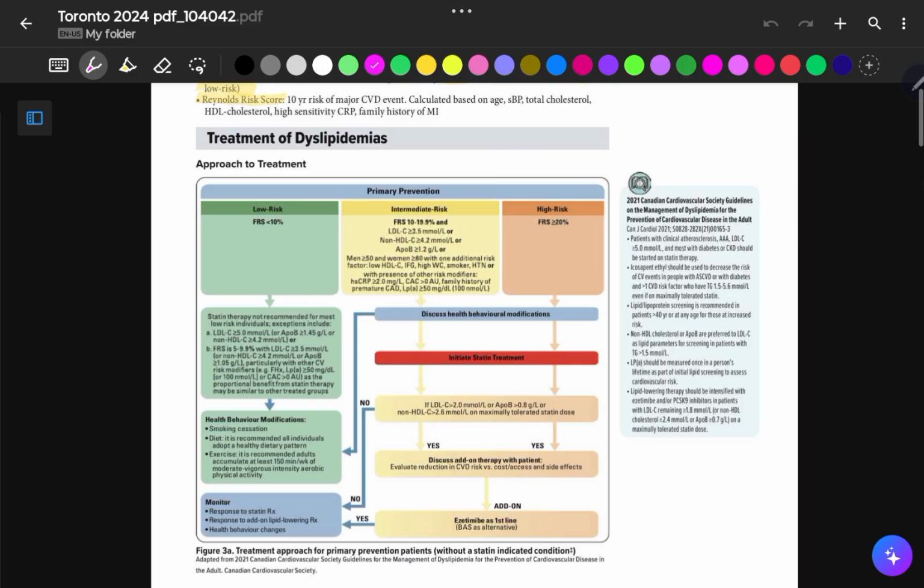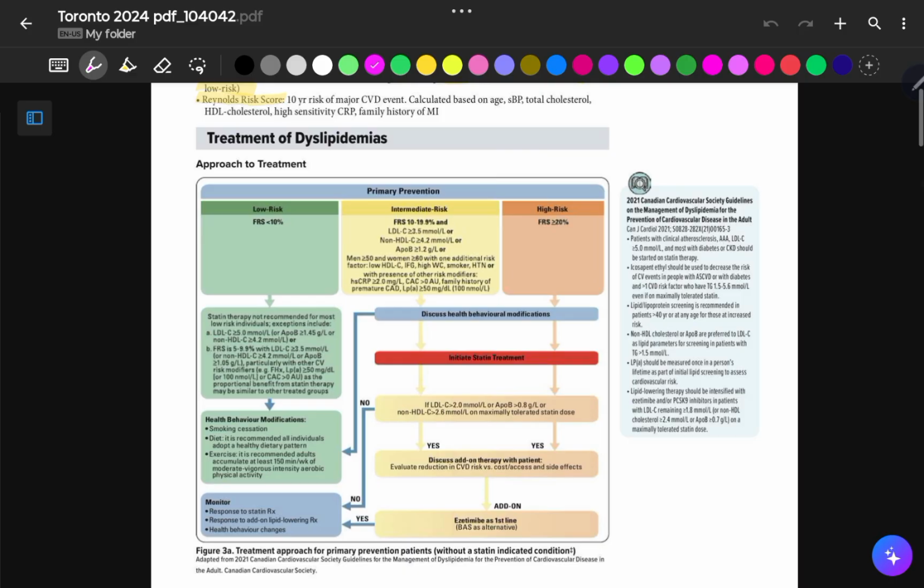Next, if they have intermediate risk, meaning your FRS score is between 10 to 19.9, and they have LDL cholesterol more than or equal to 3.5 mmol per liter, or non-HDL cholesterol more than or equal to 4.2 mmol, or your ApoB is more than or equal to 1.2 grams per liter, or it's a man above 50 or a woman above 60 with one additional risk factor, such as low HDL cholesterol, high waist circumference, smoking, hypertension, or with the presence of other risk modifiers such as your CRP more than 2.